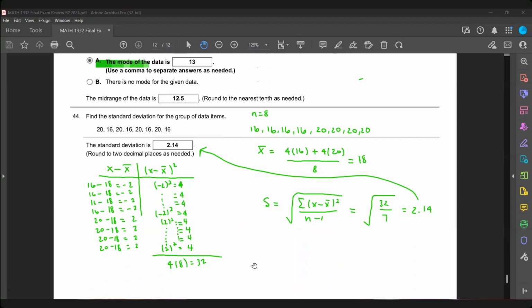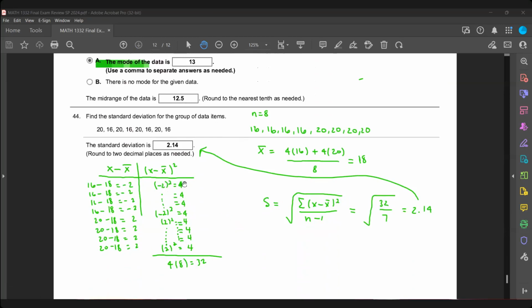Well, let's take this one piece at a time. Data item 16 minus the mean. Notice that the mean was found here to be 18. So that was done 4 times. Negative 2, negative 2, negative 2. Then 20 minus 18, every data item there the result was 2. That was pretty simple.